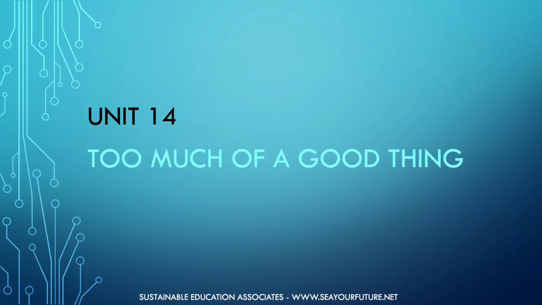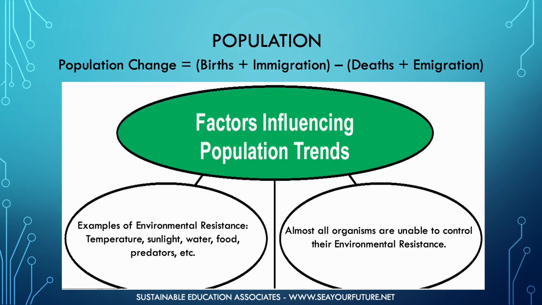Unit 14. Too much of a good thing. The population of a species is supposed to be in constant flux. Population change is equal to the number of organisms being born and moving into an area minus the number dying and those moving away. There are many factors that determine population size, such as temperature, sunlight, water, and the availability of nutrients. The combination of all of these factors is referred to as environmental resistance. Environmental resistance defines the carrying capacity or maximum population of a given species that a particular habitat can sustain indefinitely.